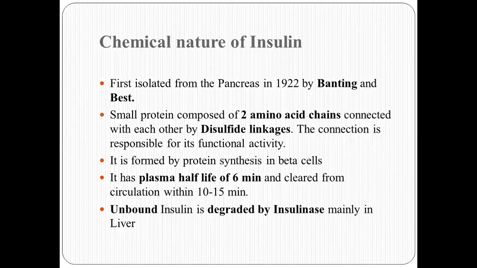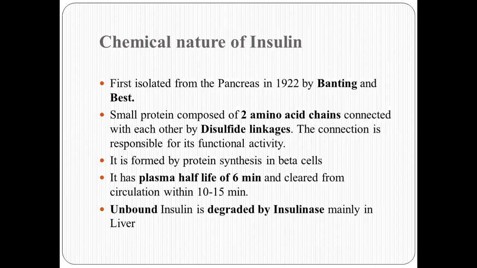Coming to the chemical nature of insulin. This hormone insulin was first isolated by the scientists Banting and West in 1922. And since then, the treatment of diabetes mellitus has evolved. The treatment has now come to a stage where we have many types of options, and even replacement of the pancreas nowadays. So since 1922, the first isolation of insulin was done by these two scientists.